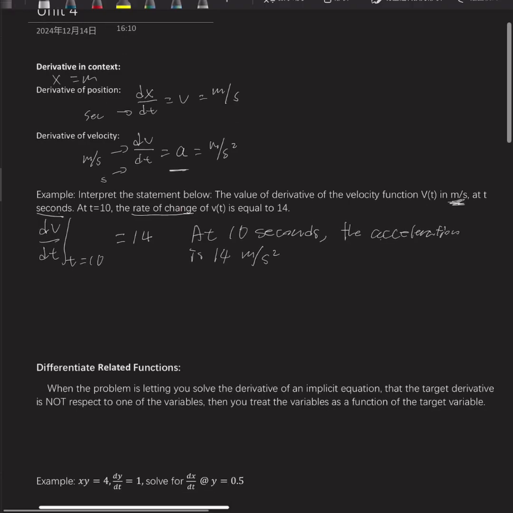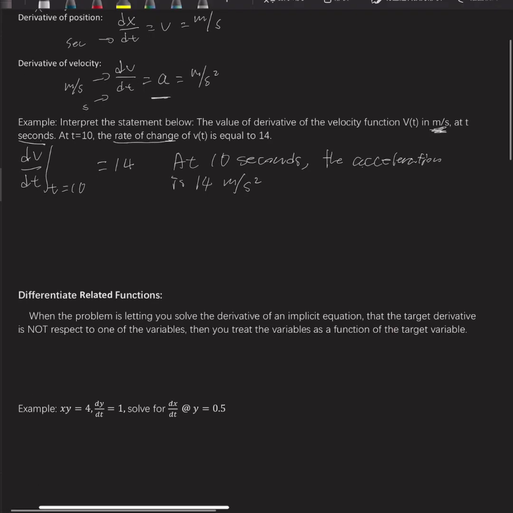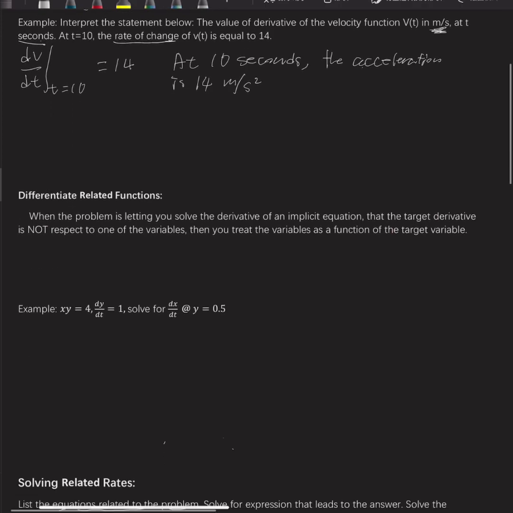And now let's talk about differentiating related functions. When the problem asks you to solve the derivative of an implicit equation, but the target derivative is not with respect to one of the variables present in the implicit equation, then we treat all those variables as functions of the target variable. So let's see what it means.